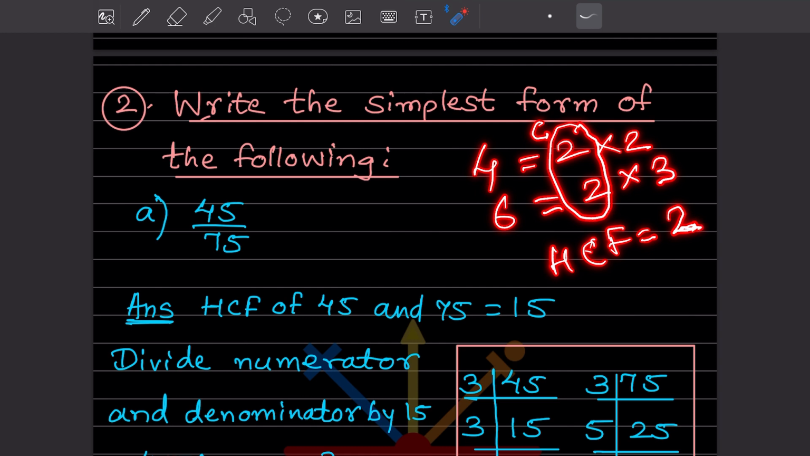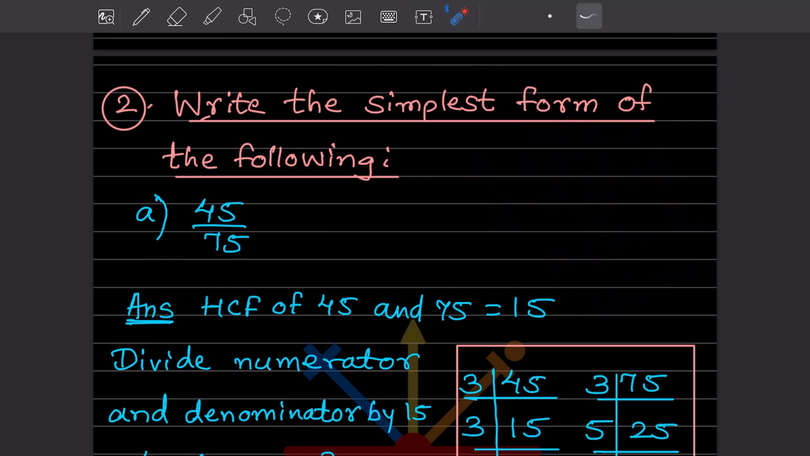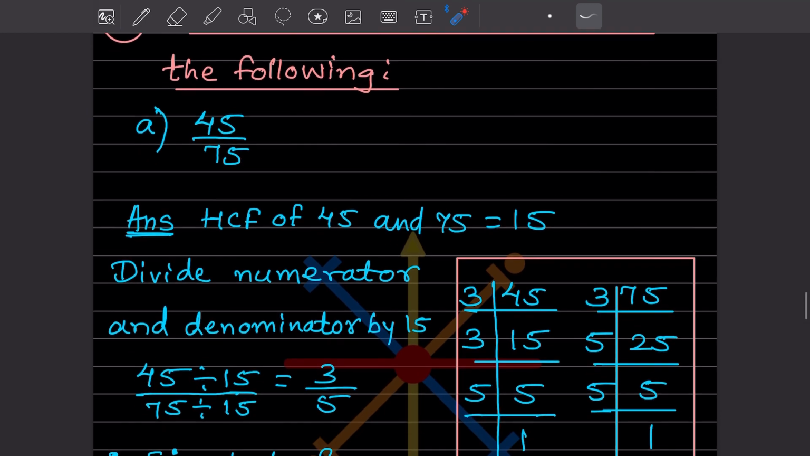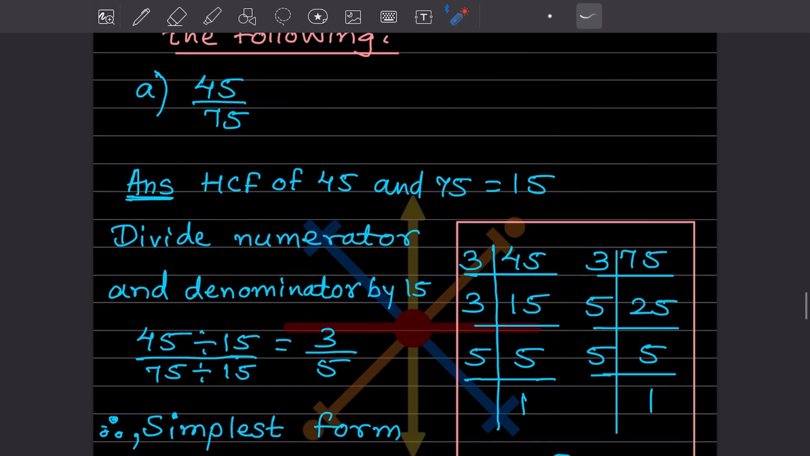And for HCF, we will just take the common factors. Hope you got it. Now this was with small numbers, and it's the same method you are going to follow for this one. Because these are big numbers, we take 45 and 75. You want the HCF of those.